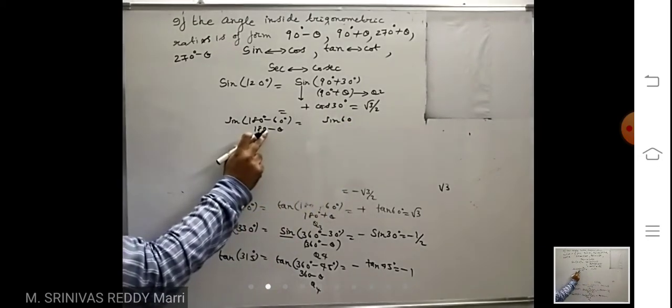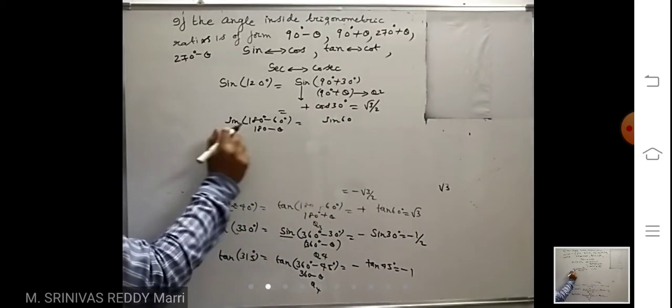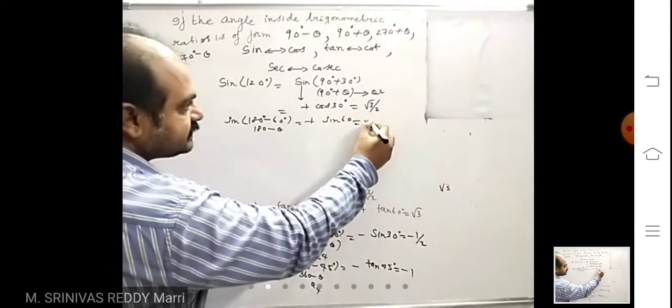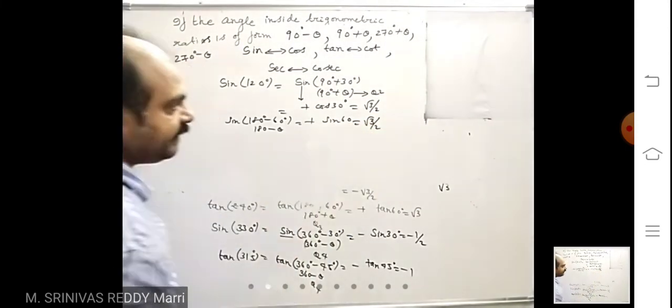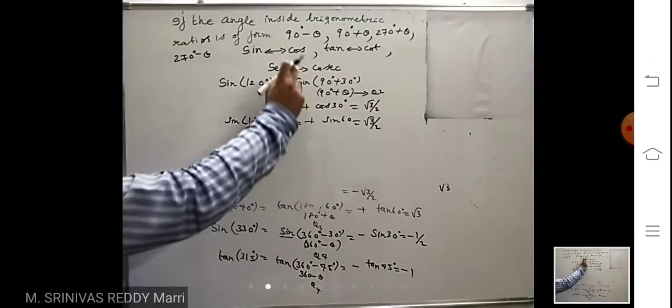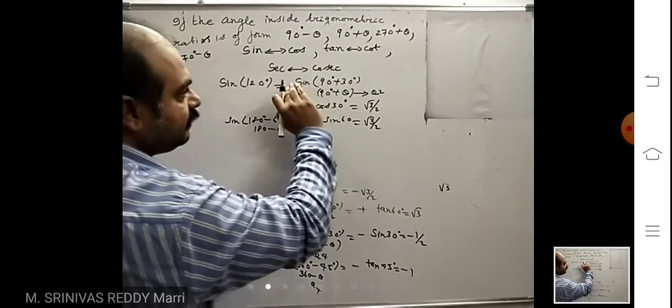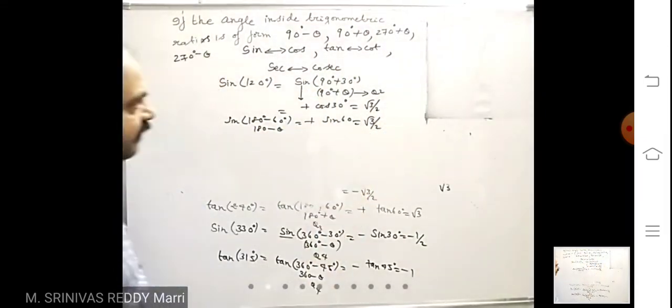This is quadrant 2 only. Sine is what? Positive. Sine 60 is also what? Root 3 by 2. You can select anyway. If you are writing in this form, then if sine is there, write cos.